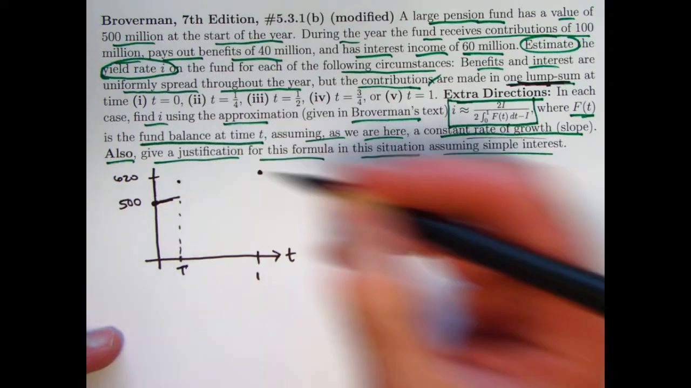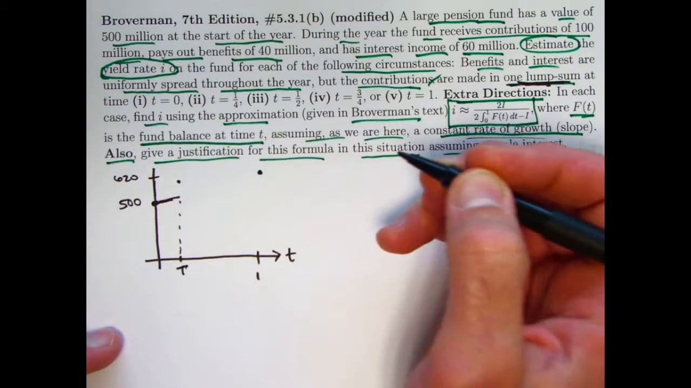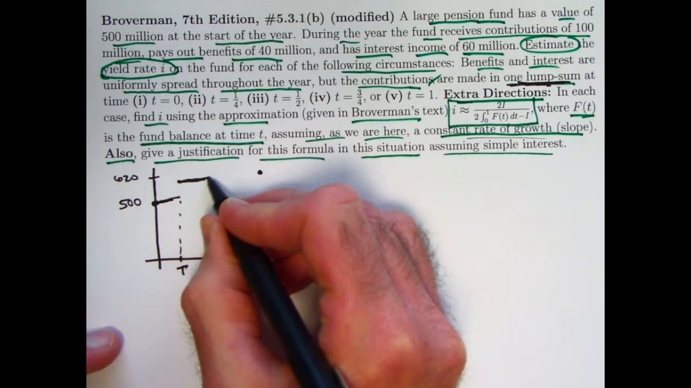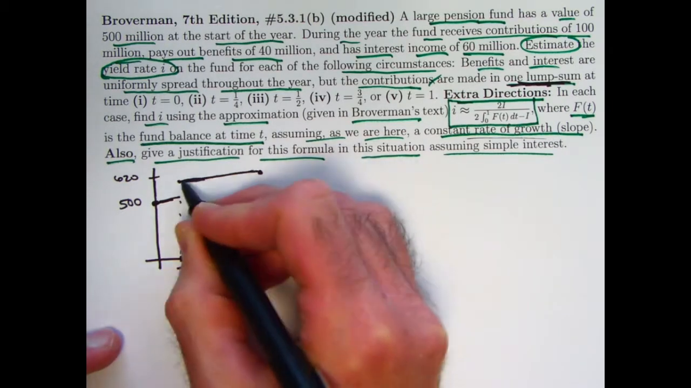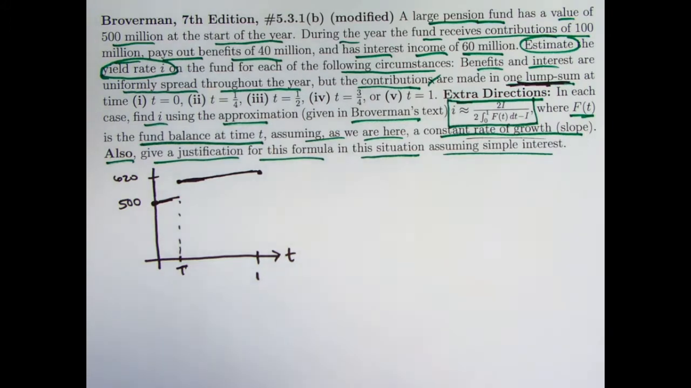Should I put an open circle here and a closed circle there? It really doesn't matter. You could do it either way. I won't even bother drawing an open or closed circle. And the fund's going to grow after that point up to the 620 million. And notice that I'm assuming linear growth here to keep things simple. Of course, in real life, the interest would not give you linear growth. We're going to assume simple interest to make this problem as simple as possible.